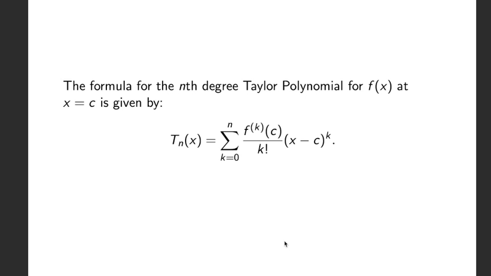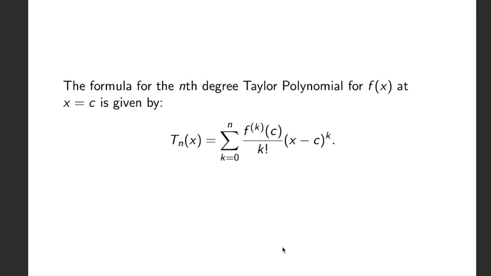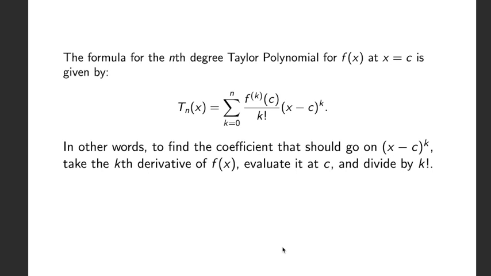And there's a formula for this, which is that the nth degree Taylor polynomial at x equals c is going to be given by the sum from k equals 0 to n of the kth derivative of f evaluated at c divided by k factorial times (x minus c) raised to the k. So in other words, all you need to do to find the kth coefficient, or the coefficient on (x minus c) raised to the k, is to take the kth derivative, plug in the number, and then divide that number by k factorial.